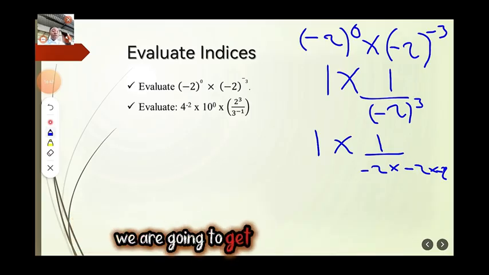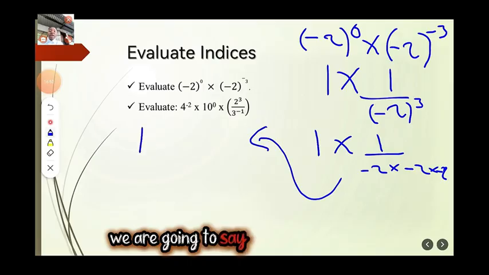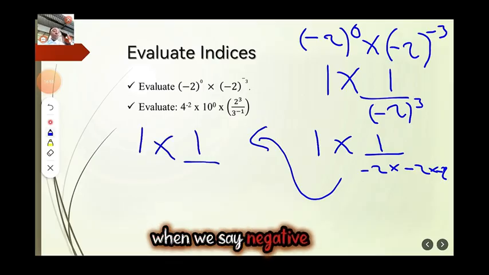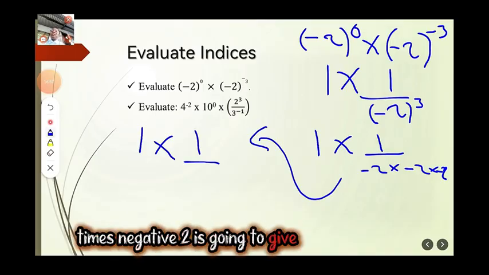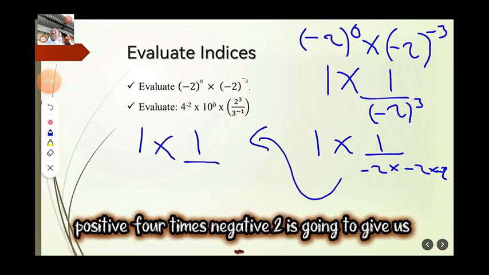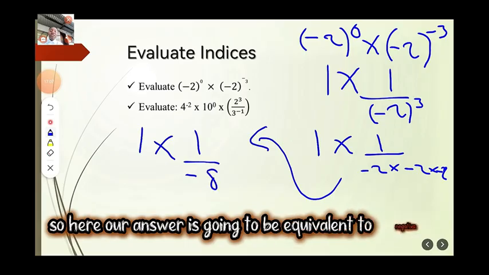We are going to get this the way it is. Let me write it from this side. We are going to say 1 times 1 over. When we say negative 2 times negative 2, it is going to give us positive 4. Positive 4 times negative 2 is going to give us negative 8. So here our answer is going to be equivalent to negative 8.